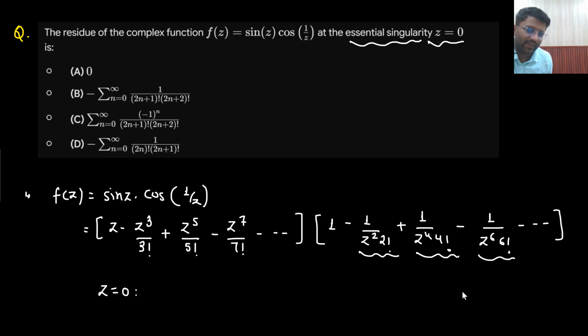Z equals to 0 will be a singularity and it will be an essential singularity. Why is that so? Because, sir, I know that here I will get z to the power infinity. So yes, sir, z equals to 0 will be a singularity and it will be an essential singularity.